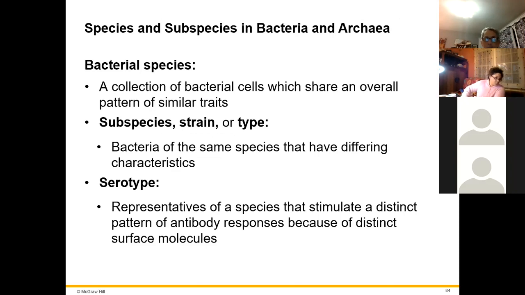So bacterial species would be bacterial cells that share an overall pattern, similar traits. Subspecies are strains or types. So those are bacteria of the same species, but they might have a really unique characteristic. A lot of times in bacteriology, we're talking about a special virulence factor that a subspecies might have. A serotype is a species that stimulates a distinct pattern of antibody response due to distinct molecules they might have on their surface.